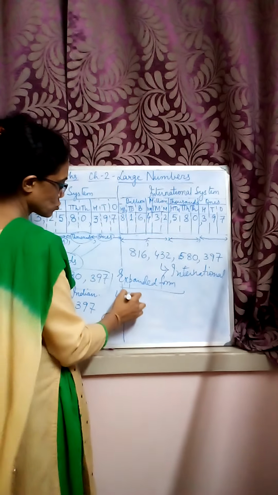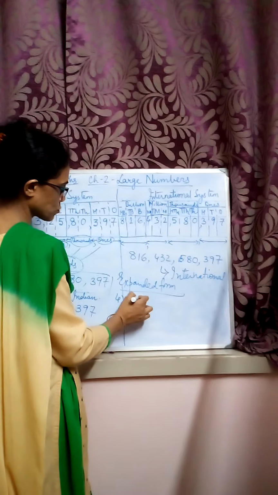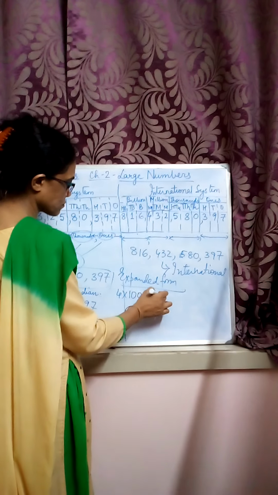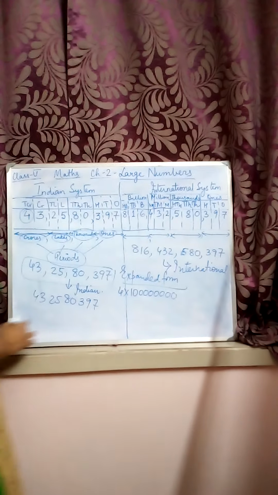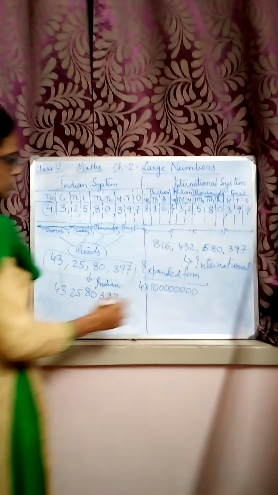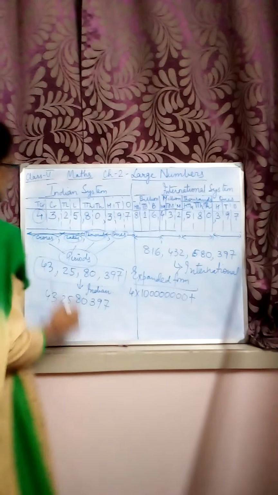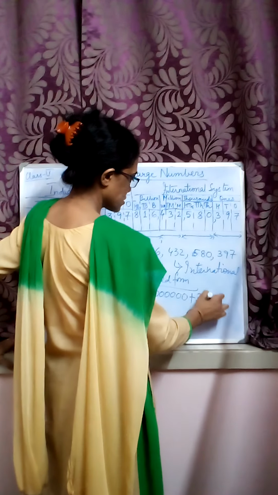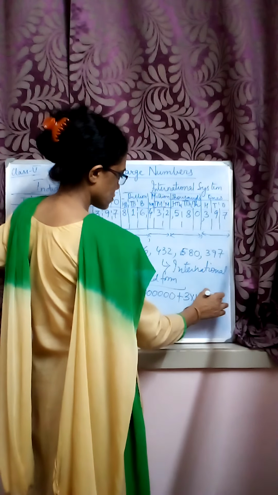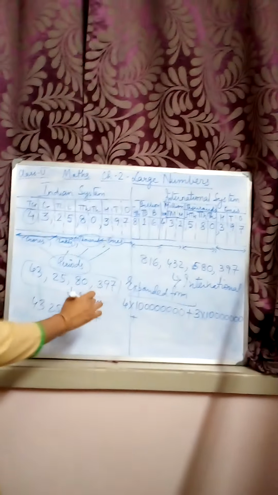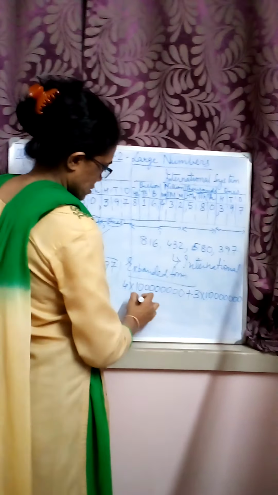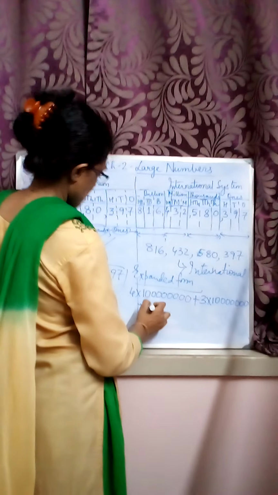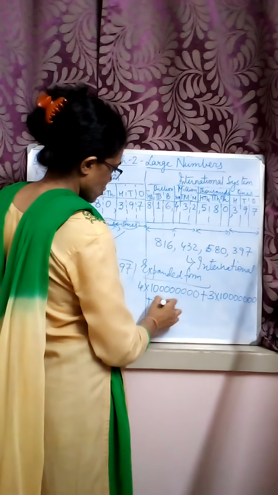So 1 followed by 8 zeros. 1 2 3 4 5 6 7 8. 40 crore. Add 3 crore. 3 followed by 7 zeros. Then 20 lakhs. 2 followed by zeros.